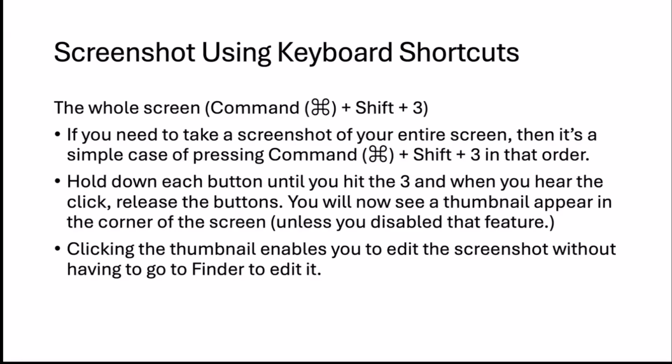Using keyboard shortcuts, if you want to take a screenshot of the whole entire screen, you'll be using Command plus Shift plus 3 in that order. You hold down each button until you hit the 3, and when you hear the click, release the buttons. You will now see a thumbnail appear in the corner of the screen, unless you've disabled that feature. Clicking the thumbnail enables you to edit the screenshot without having to go to Finder to edit it.